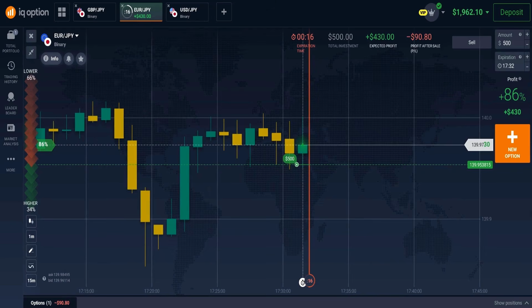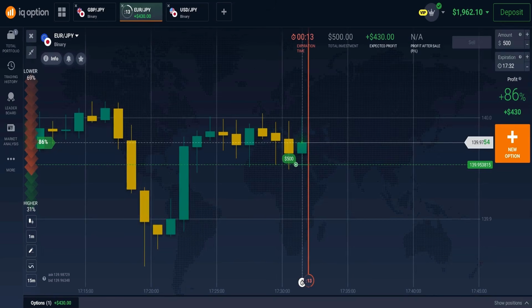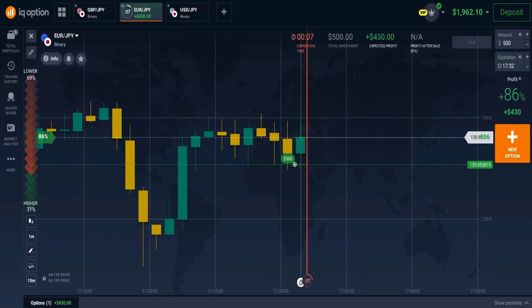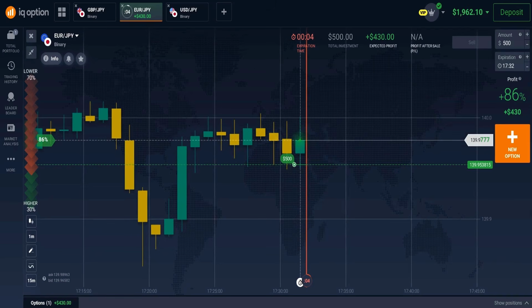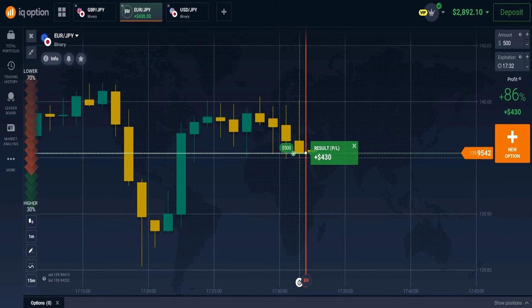Slowly, the candle starts moving upward, confirming that buyers are stepping into the market. Because this is a 1-minute time frame with a 1-minute expiry, small movements are normal, and trusting the strategy is more important than reacting emotionally. Now let's look at the final result. As you can clearly see, the candle closes in the buy direction, and the trade finishes in profit.